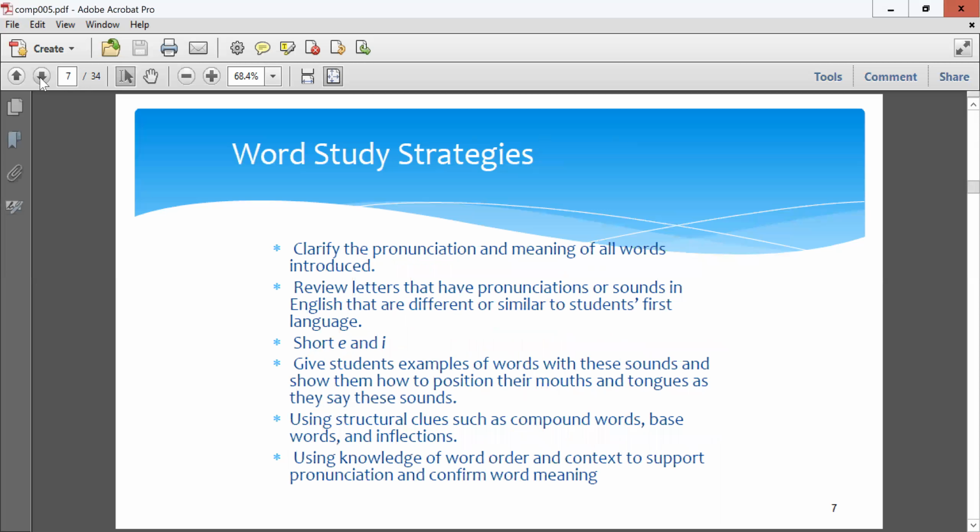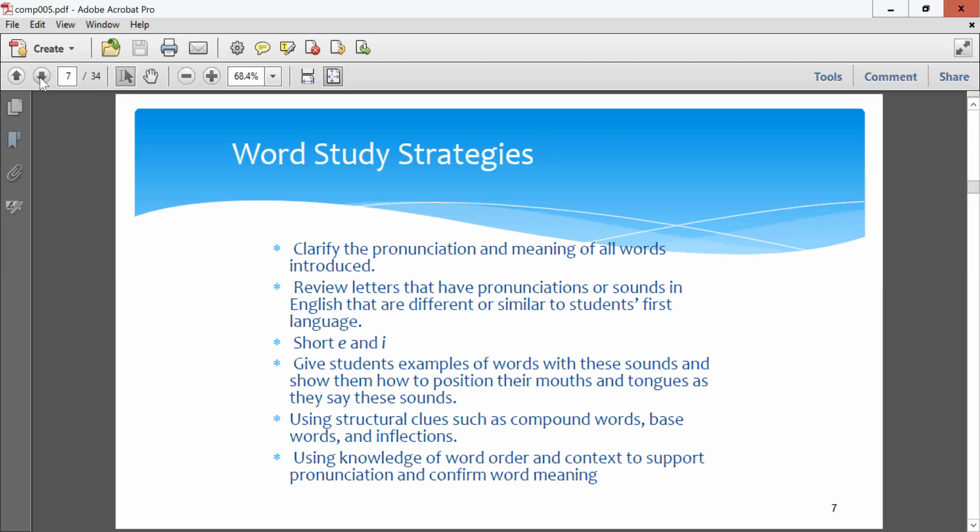Another important strategy would be to clarify pronunciation and meaning of all the words introduced. A lot of times students will come to you, especially older students, and they really just want to know how to pronounce something because they don't want to mispronounce words and be embarrassed. But we want to make sure also that they know the meaning of the words. So practicing pronunciation with students is important.